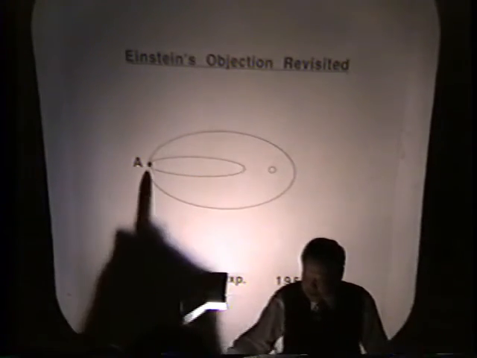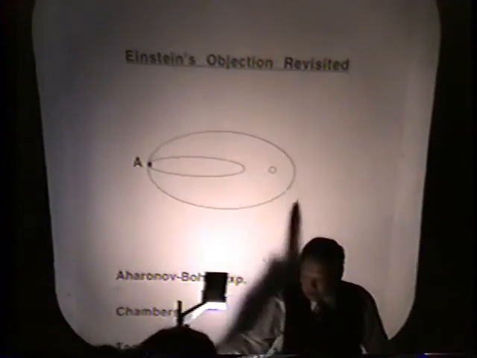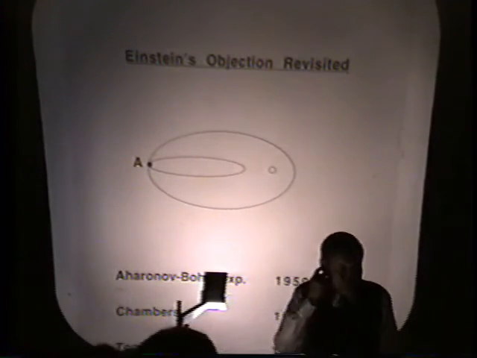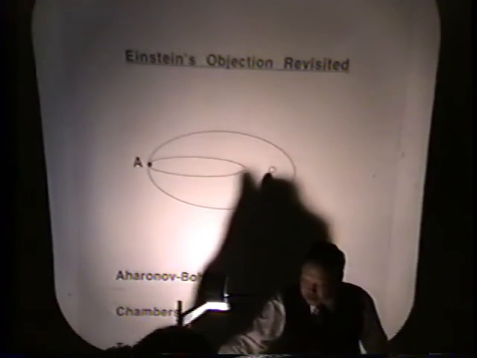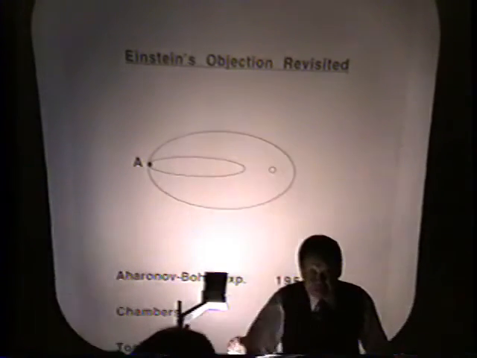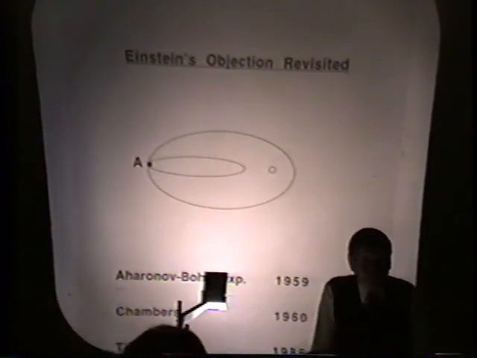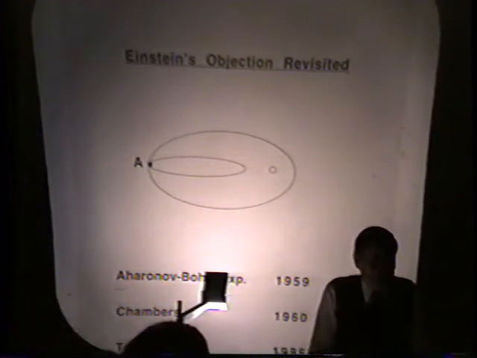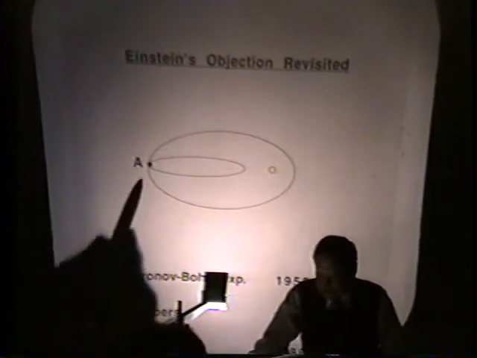You have 2 electrons, one following this path, one following this path, going back to the same place in 3 dimensions. And you have a solenoid here so that there's a flux inside. But you do it such that there is no leakage of flux. So there's no electric field outside of that solenoid, no magnetic field. And Aharonov and Bohm said that they would interfere here.